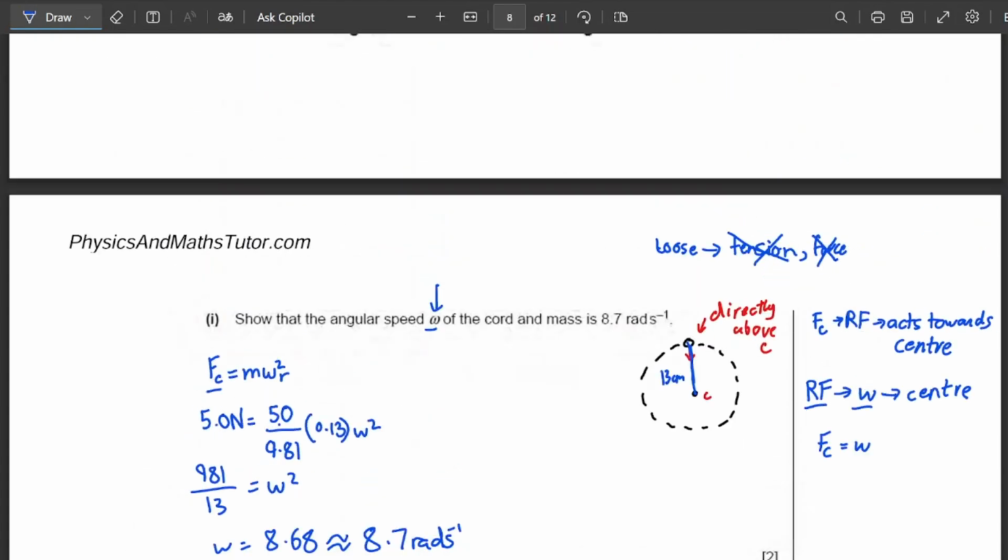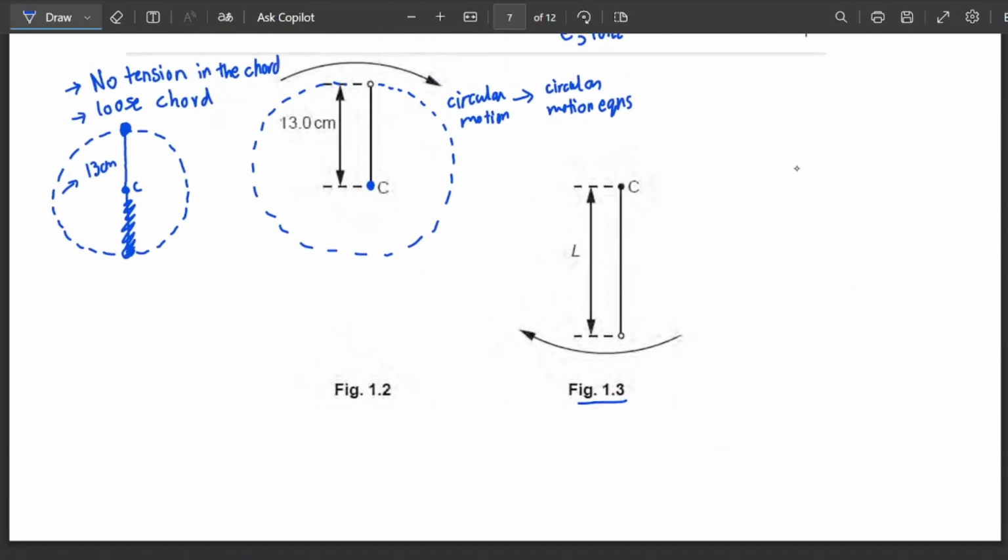Now, what they're basically saying is that you have this figure 1.3, and what's happening is that as this mass rotated, it was over here, vertically above C, and then it rotated, and now it's vertically below C. And now this cord is actually in extension. It has some new length L. We don't know what that length L is, but it's some new length L that we have to find.